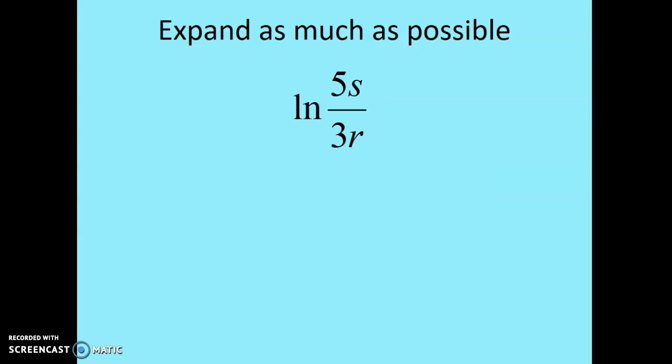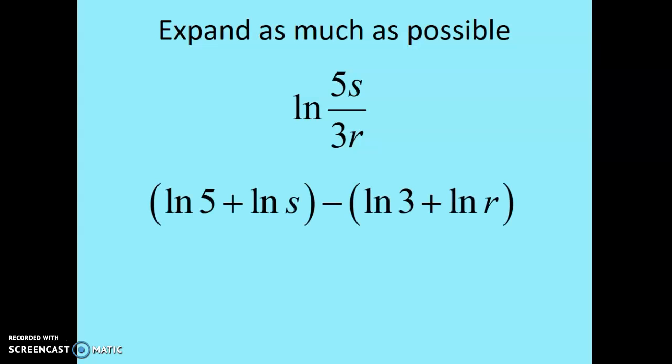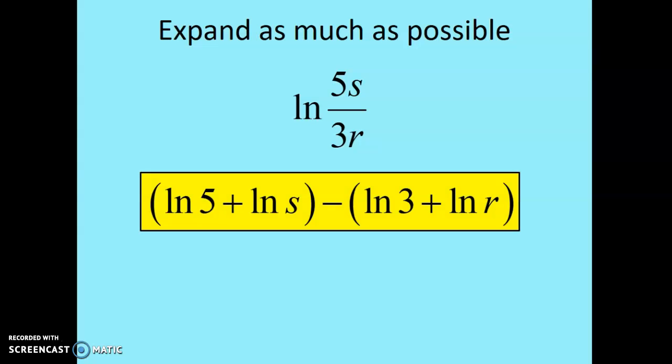The next one, we have natural log of 5s over 3r. We're going to do this by splitting it up a little bit. We have 5 times s, that's 2 separate logs, and 3 times r, that's 2 separate logs, but the 5s is being divided by the 3r, so we're going to split them up. So we have natural log of 5 plus natural log of s. We're going to subtract that from natural log of 3 plus natural log of r. And there you go, that's your answer. That's a little more complicated. The ones on the test probably won't be that involved.